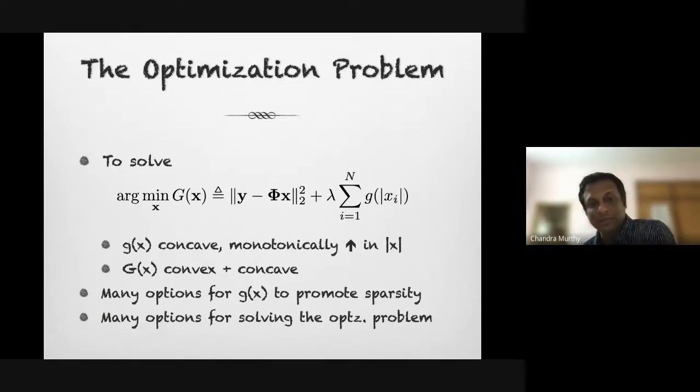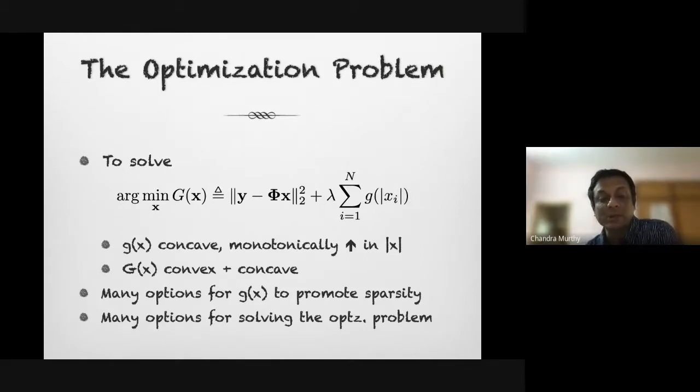Okay, but there are many different options you can choose for g of x, and like we said, for example, g of x equals mod x raised to the power p is something that will promote sparsity. Another example, I have other examples in later slides, could be g of x equals log of mod x plus some small epsilon, just to make sure that x going to 0 doesn't make the cost function minus infinity. But g of x equals log of mod x plus epsilon also promotes sparsity, etc.